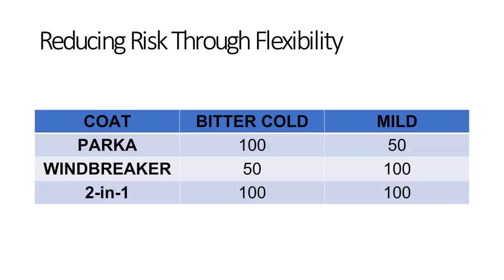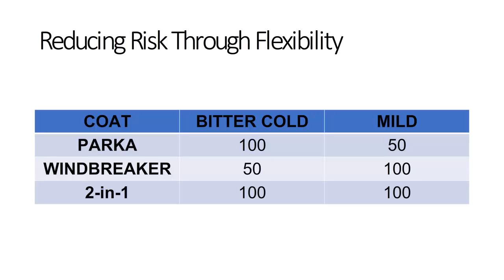Consider a simple example. You are choosing a coat for a camping trip. You can buy one of 3 coats. The table here shows you the utility you expect to derive from each coat. Higher numbers mean more utility. A parka is best if the weather is bitter cold. It is less useful if the weather is mild. The expected utility of the coat, given weather outcomes are 50-50, is 75. The utility of the windbreaker is just the reverse. Its utility is also 75.